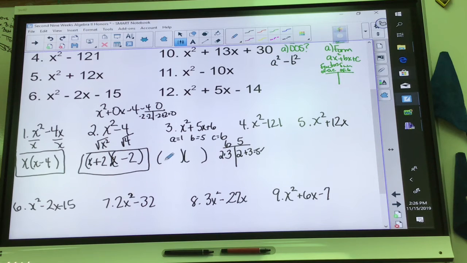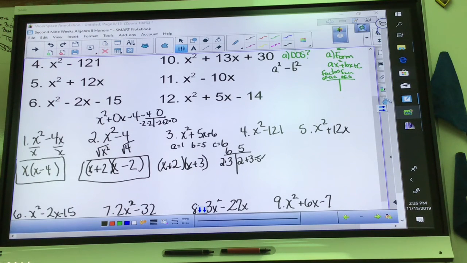I do have some students, we were talking about that this morning, that do it a little bit longer, and I'll show you how in just a second. I put +2 and +3. And again, these are interchangeable. You could have x plus 3 and x plus 2. Quickly, I'll show you what we were talking about this morning.